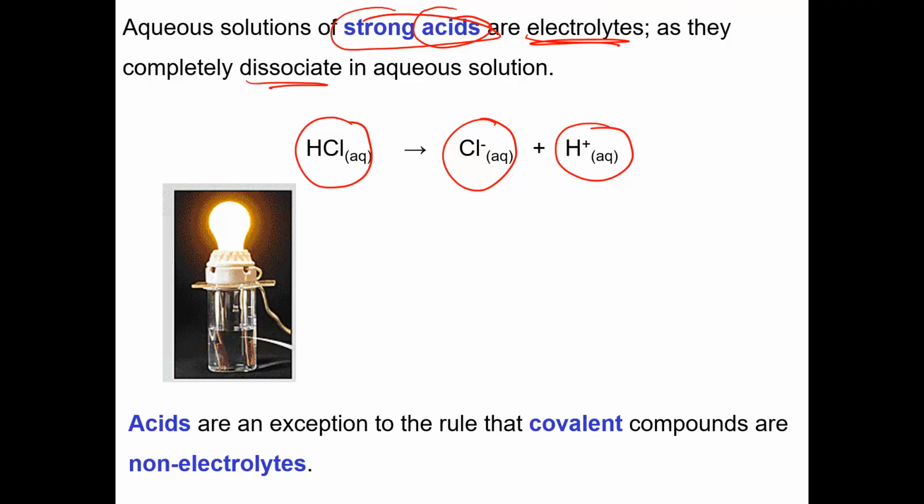So, same as for the solution of the ionic compound, we have completely dissociated ions present in the solution of a strong acid, and as a result, strong acids, their aqueous solutions are good electrolytes. So acids are an exception to the rule that covalent compounds are non-electrolytes.